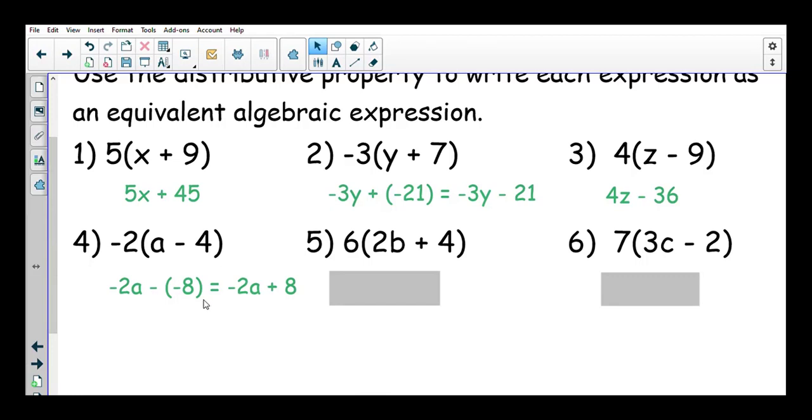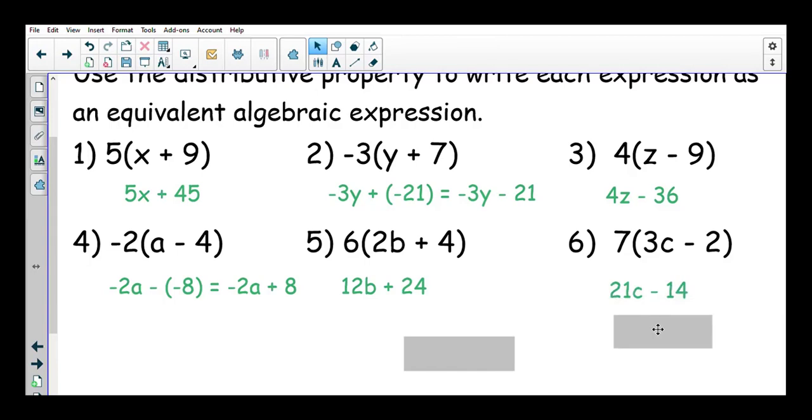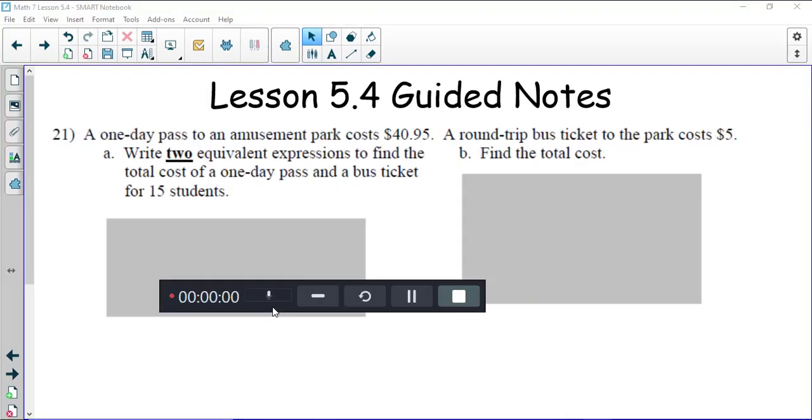Number 5, distribute the 6 into the parentheses. 6 times 2b is 12b. 6 times 4 is 24. Last one, distribute the 7. 7 times 3c is 21c minus 7 times 2, which is 14.